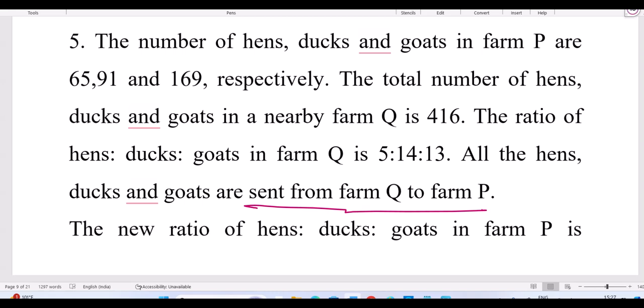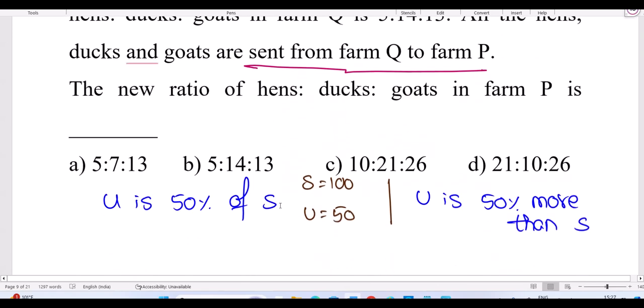P hens, ducks and goats are given. In Q total given and hens, ducks, goats ratio given. Now combining, what is the new ratio? Entire Q is sent to P or entire Q classroom students are sent to P classroom. Now what is the ratio in that? So the options C. Okay.